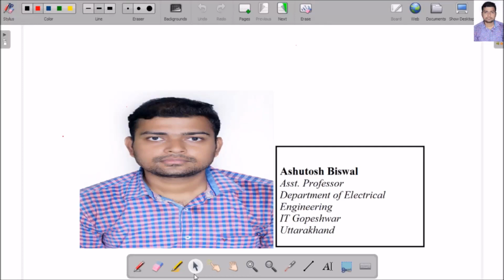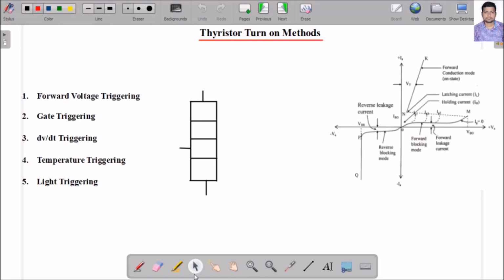Good afternoon. In the previous class we discussed the VI characteristic of the thyristor, and the different modes of operation of the thyristor. Today we will discuss the thyristor turn-on methods. There are different methods of turning on a thyristor: forward voltage triggering, gate triggering, dV by dt triggering, temperature triggering and light triggering.